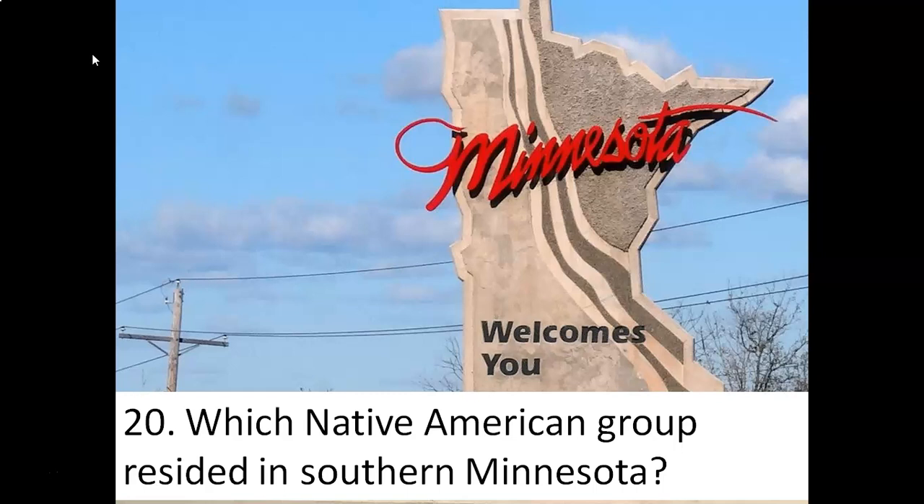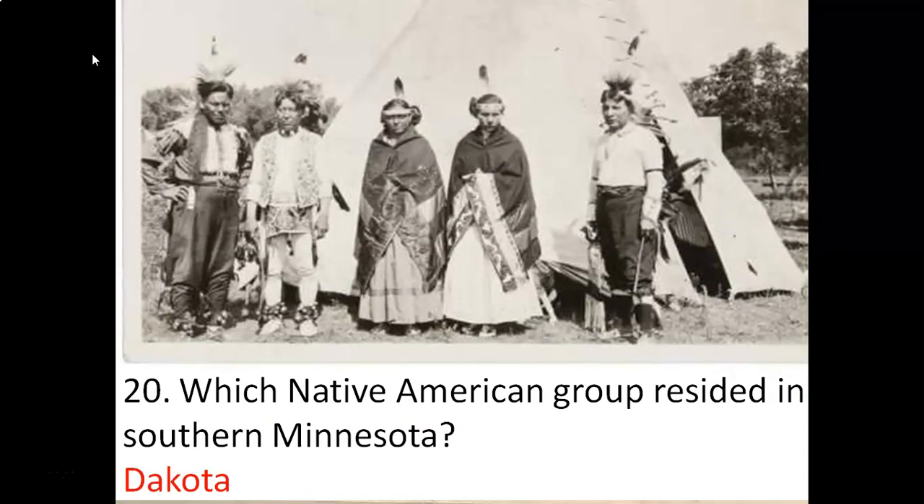Which Native American group resided in southern Minnesota prior to European contact? And that was the Dakota. The Dakota were primarily in Minnesota, in the southern part of Minnesota, until 1851, when the treaties were signed.